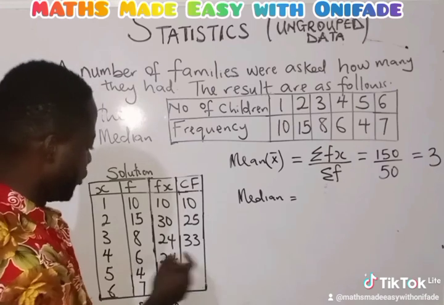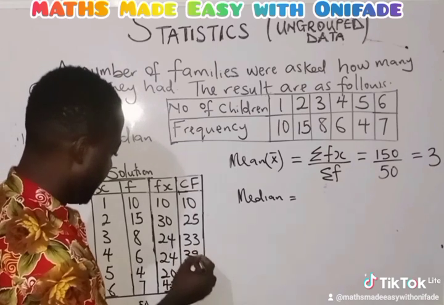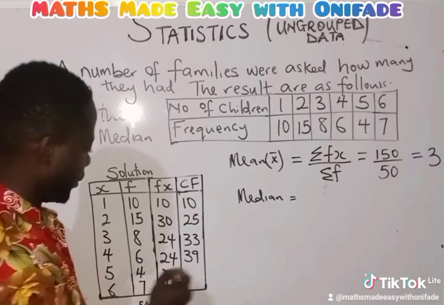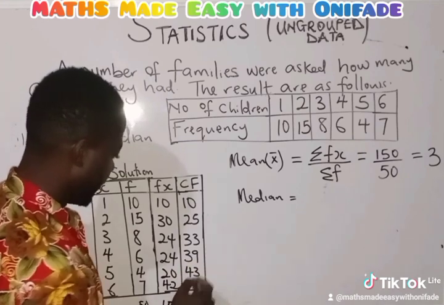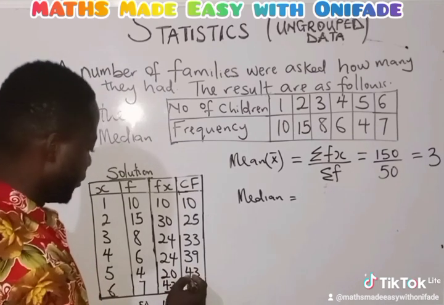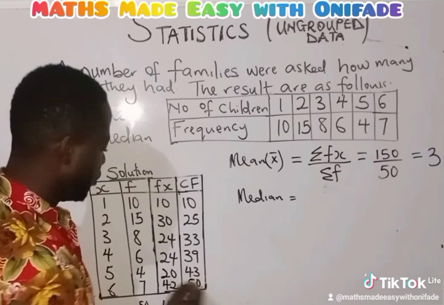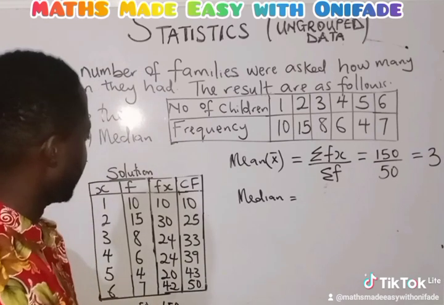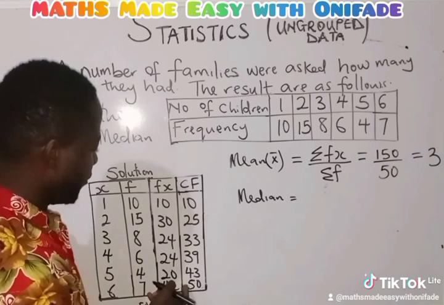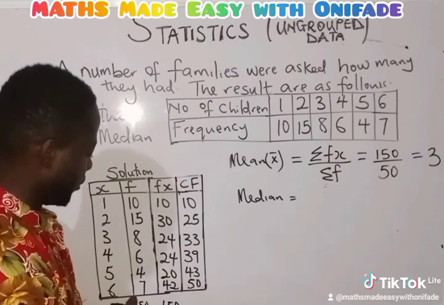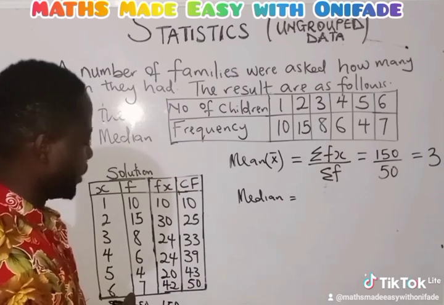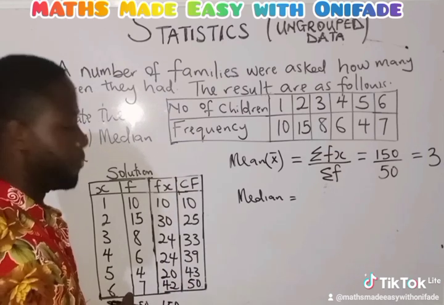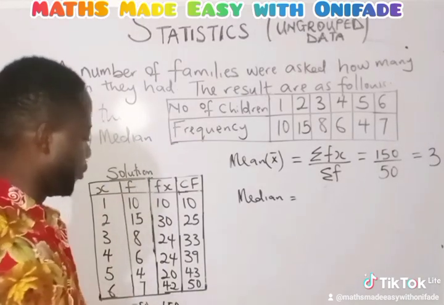33 plus 6 will give me 39. 39 plus 4 will give me 43. And 43 plus 7 will give me 50. Now, to know if you are correct or not, the last number of the cumulative frequency is going to be the same as summation f. That's the addition of the frequency.